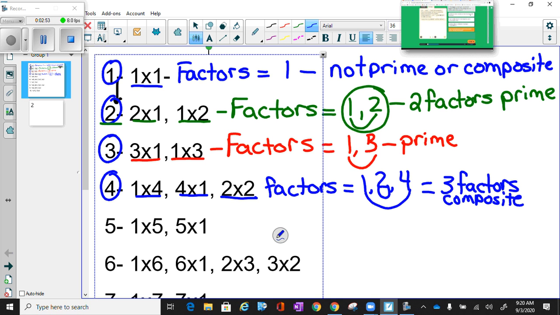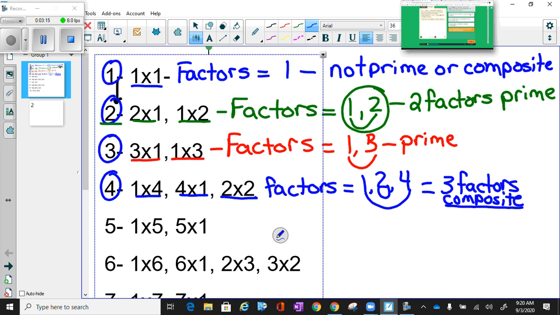Another way to think about the word composite is if you have a composition notebook, the word composition is very similar to this word composite, and a composition notebook has lots of pages, and composite numbers have lots of factors. They have more than 2 factors, so that's just a way to remember it.